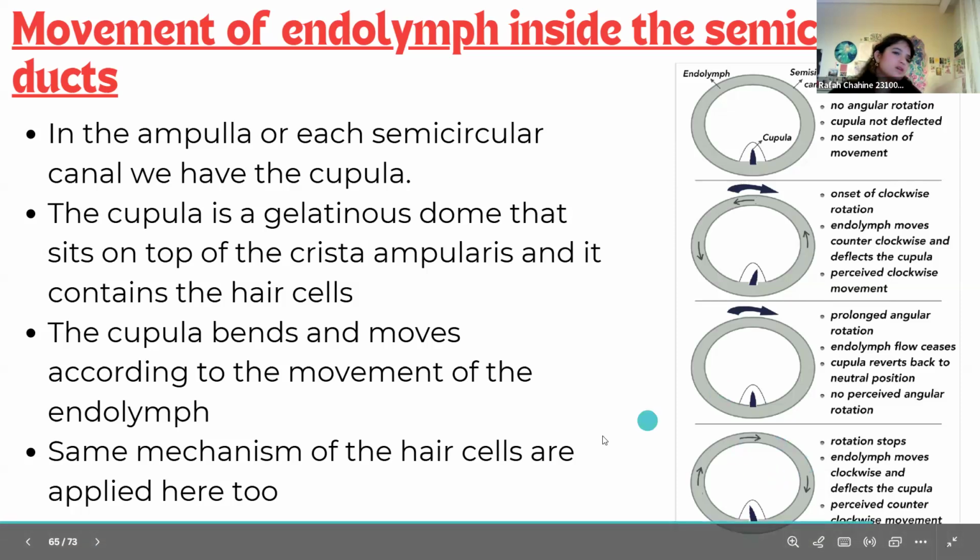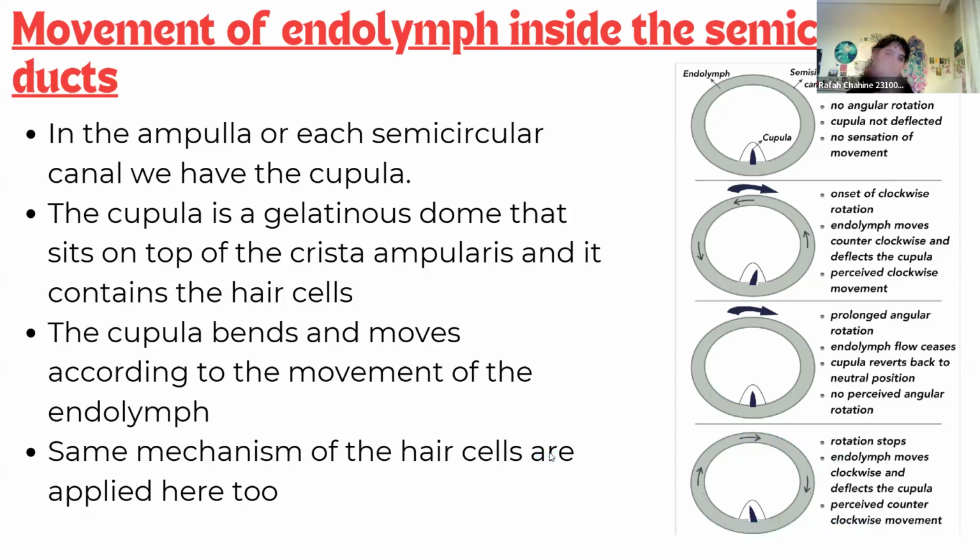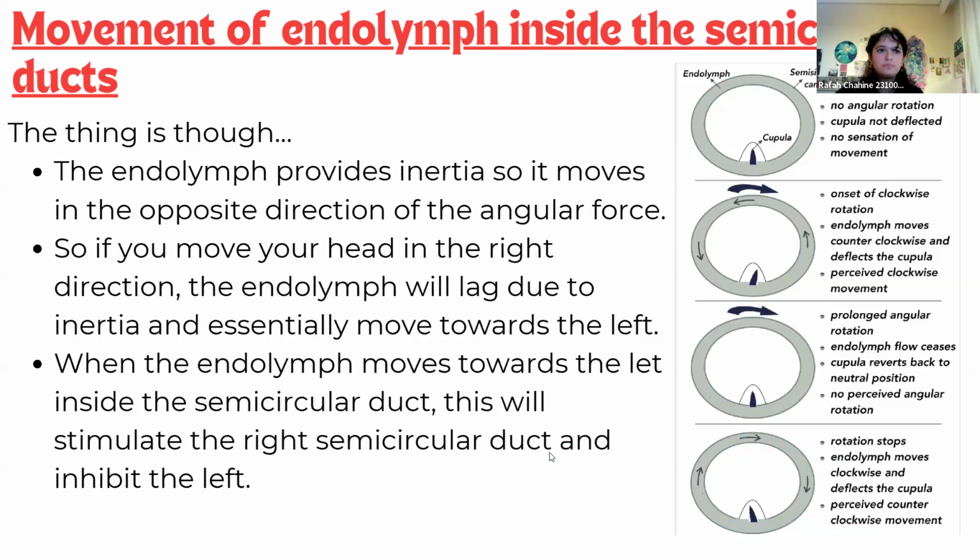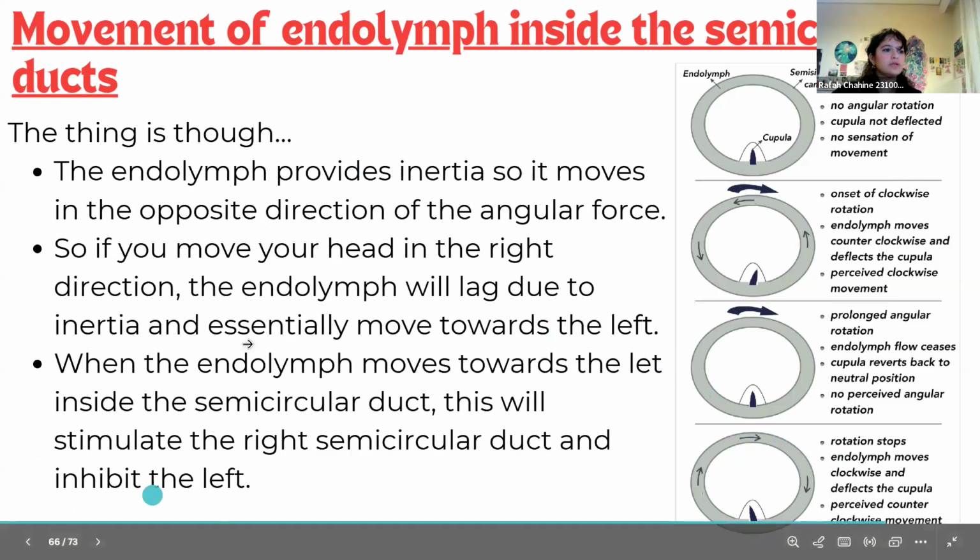Same thing happens if I rotate to the left: the endolymph will move towards the right, pushing the cupula towards the left, recognizing my left rotation. I hope that was clear. I literally already explained this.